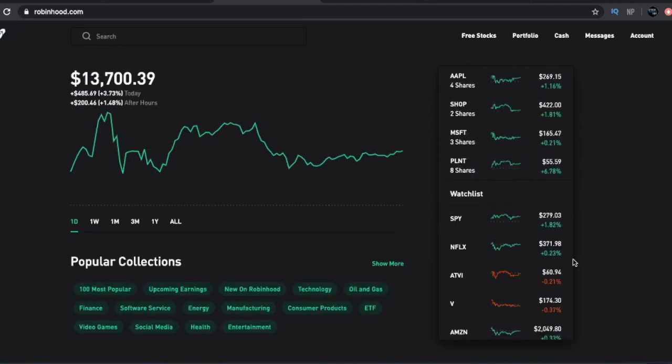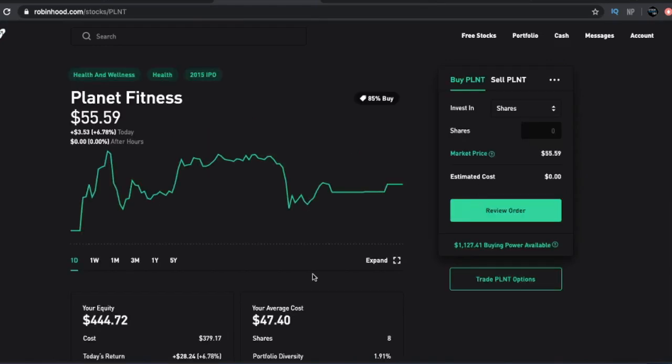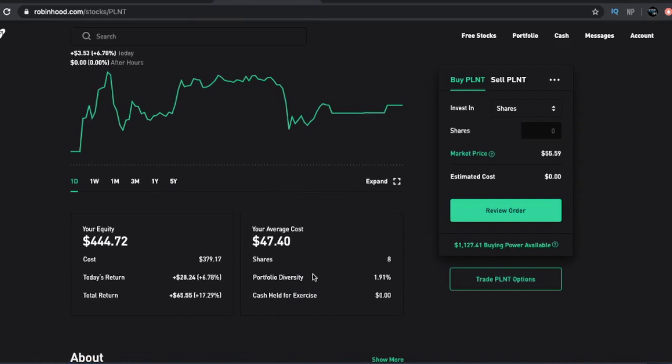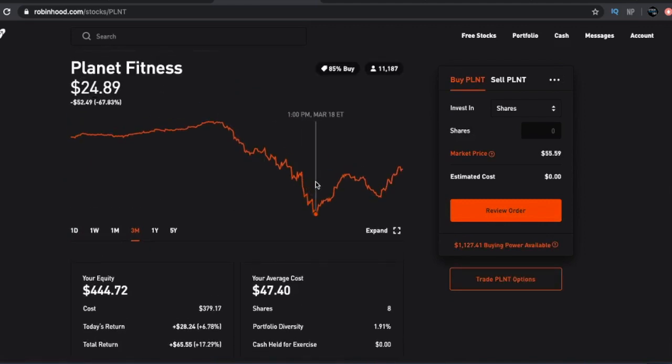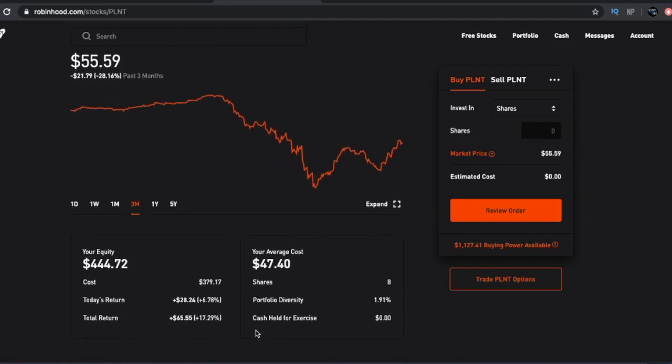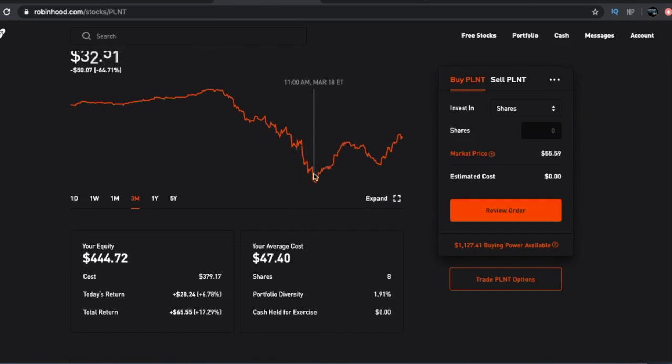And let's go to the last one, Planet Fitness. It's up to $55.59. I'm up 17%. I was just down basically, let's see, what was the lowest point? I was down almost 50% on this, and now I'm up 17%, just like that. Man, if you got into this, kudos to you. If you got into this around here, you are doing very well.